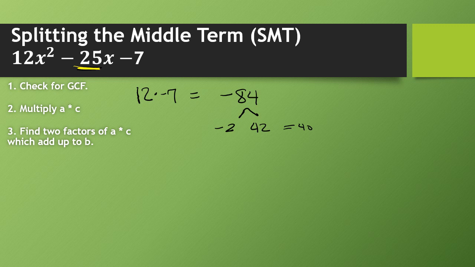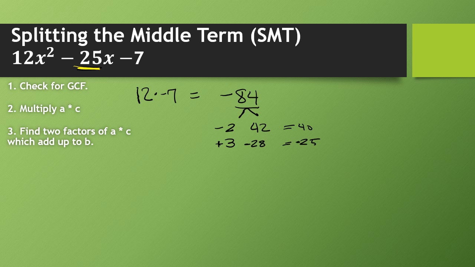So let me try something else. So 84, let's see if 3 goes into 84. 3 goes into 84 2 times, 24 left. So 3 goes into 84 28 times. I can make this negative, and if I do that, a negative 3 times 28 gives me a negative 84, but a negative 3 plus 28 gives me 25. Well, I'm actually trying to get a negative 25, so I can remedy this problem pretty easily. I can make this positive, and I can make this negative, and now my answer is negative 25.